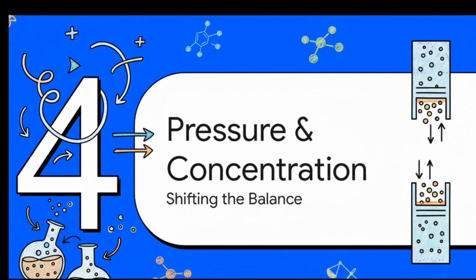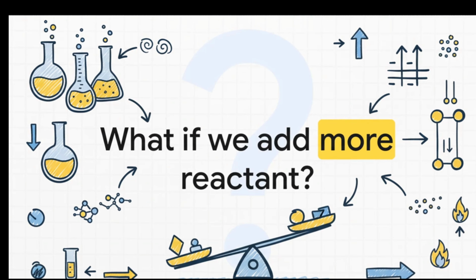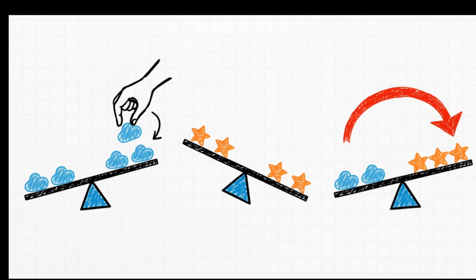Let's look at the 2 most common ways to deliberately shift an equilibrium: by changing the concentration of substances or by changing the pressure. Let's start with a quick thought experiment. So, we have our system just sitting there in perfect equilibrium. What do you think would happen if we suddenly just dumped in a whole bunch more of one of the reactants? Well, the system's immediate reaction is to get rid of it. It's like we just added a huge weight to the reactant side of our chemical seesaw. To rebalance, the equilibrium shifts forward, over to the right, and it starts consuming that extra reactant to make more product, until a new, stable equilibrium is found.